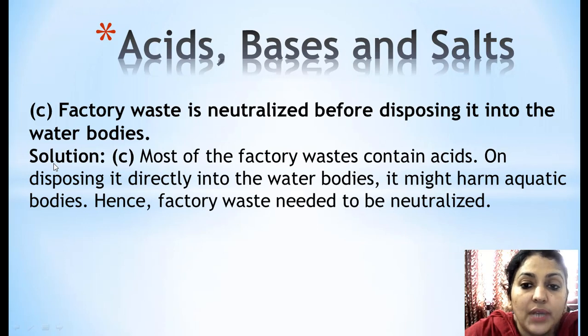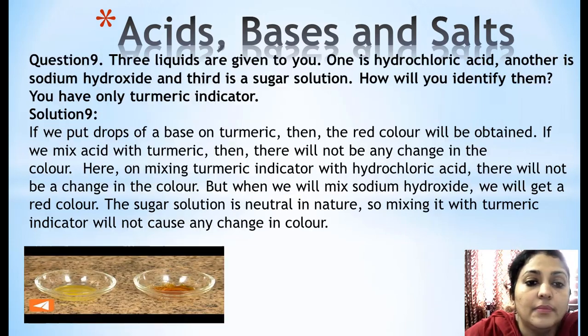Factory waste is neutralized before disposing it into the water bodies. So, we know that factory waste mainly contain acids. Okay. So, what will happen if it is directly dumped into water bodies? It will affect the aquatic plants and animals. So, what happens? It has to be neutralized with a base before disposing into water bodies. Clear? Okay. Moving to question number 9.